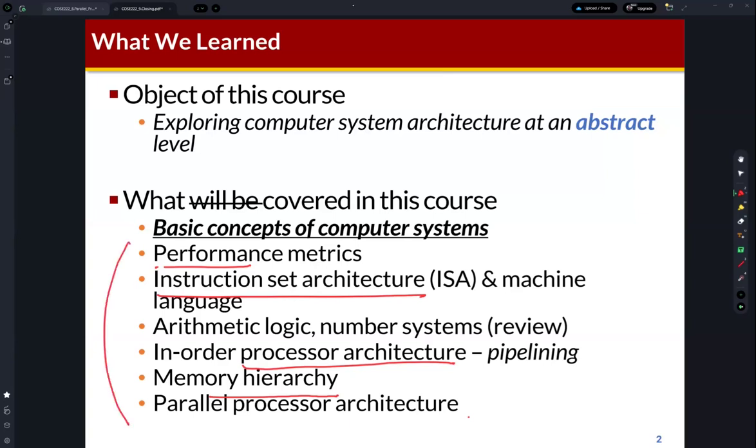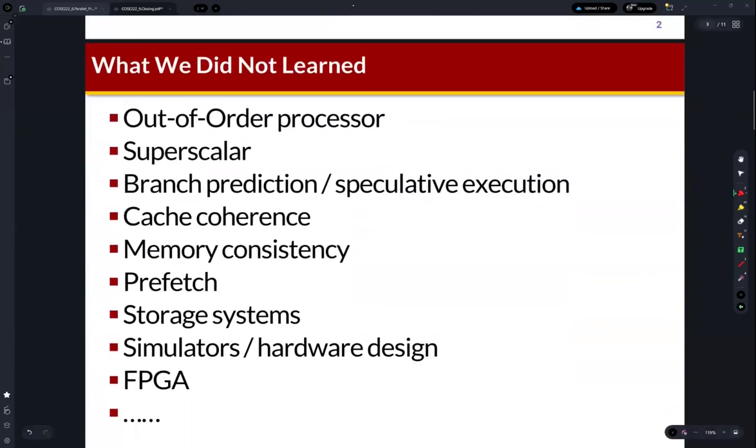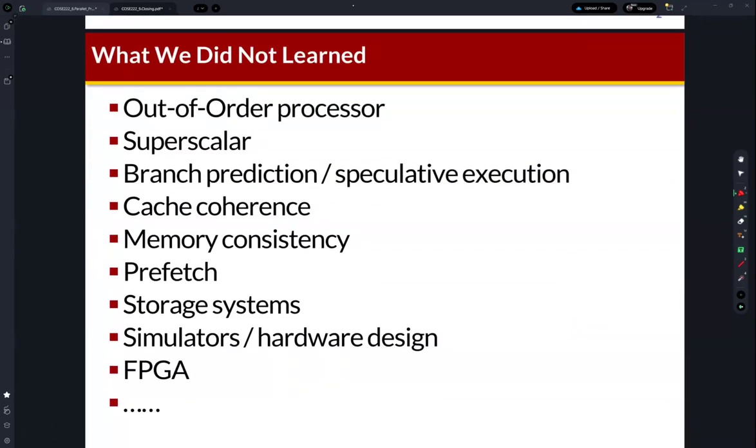These are the concepts covered by this course. But we did not learn some advanced topics of computer architecture, such as out-of-order processor architecture, superscalar, branch prediction, cache coherence, memory consistency, and so on. These topics will be covered by the advanced computer architecture course at the graduate level.